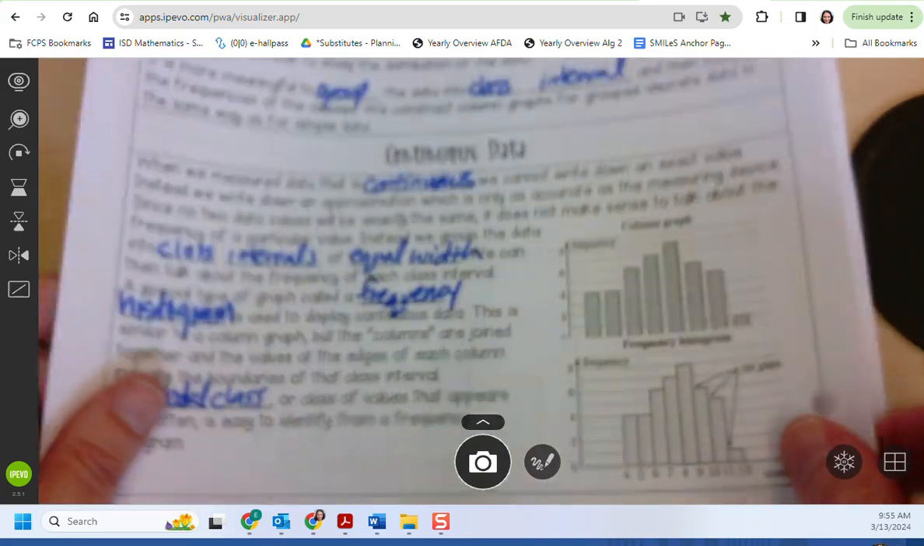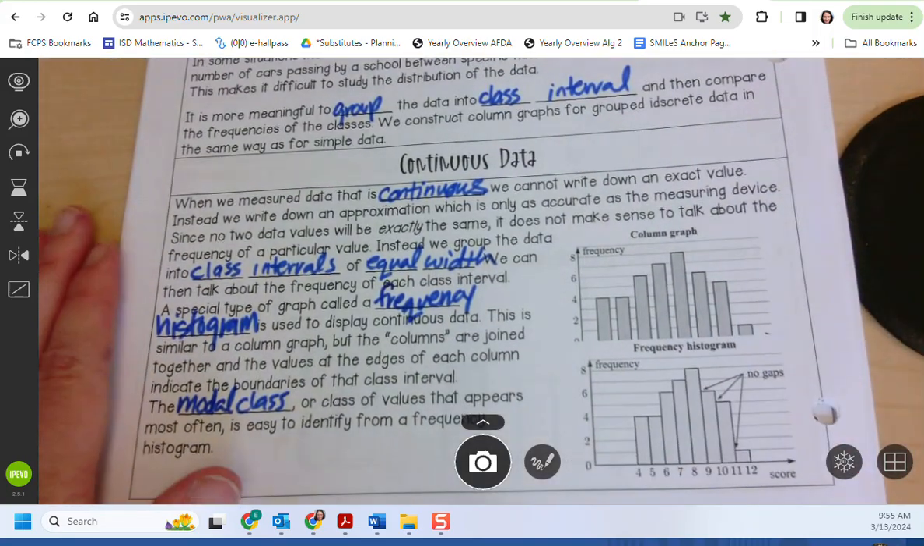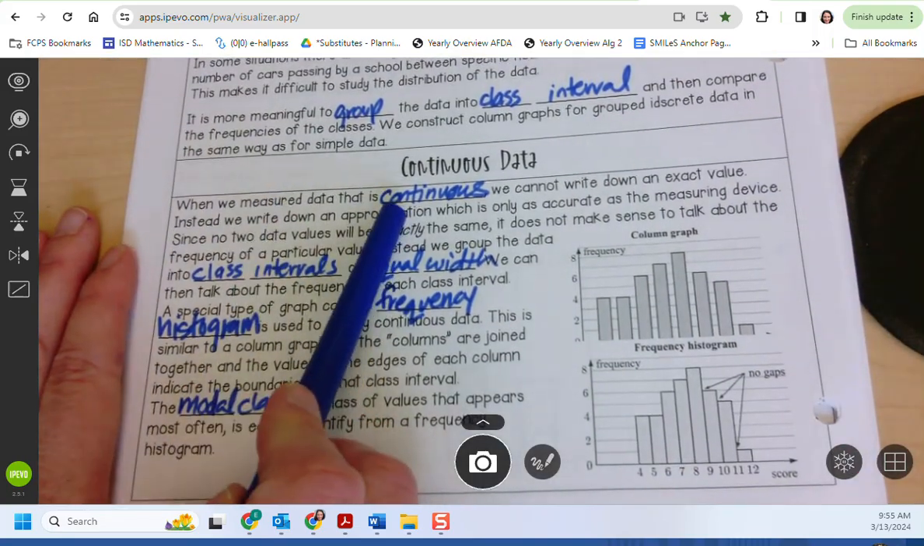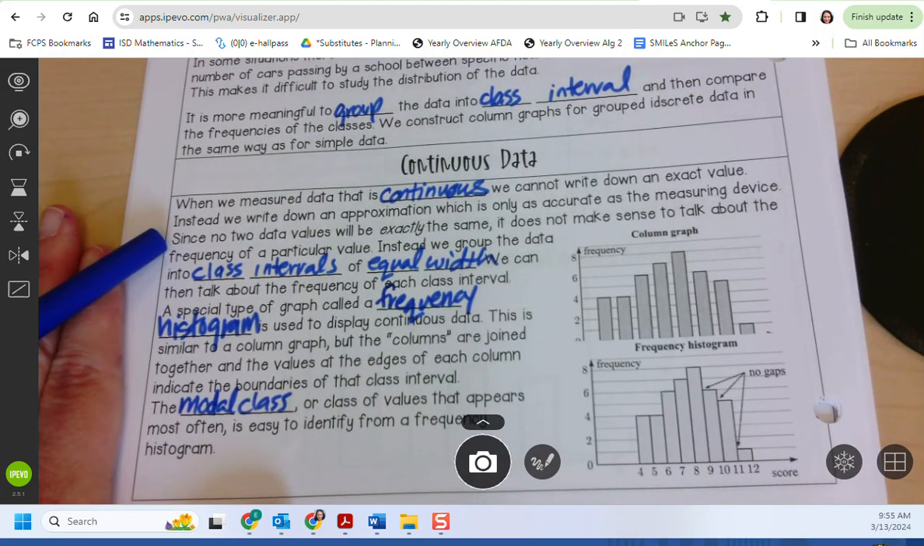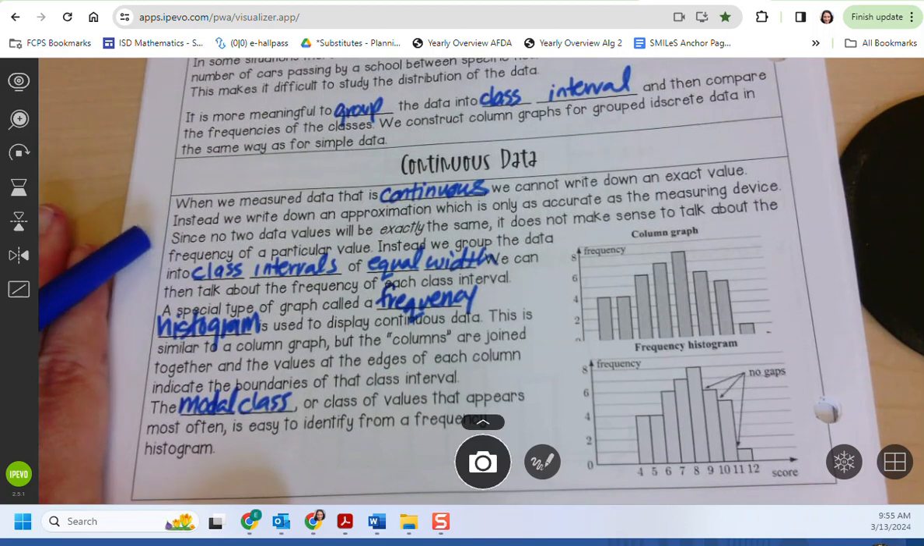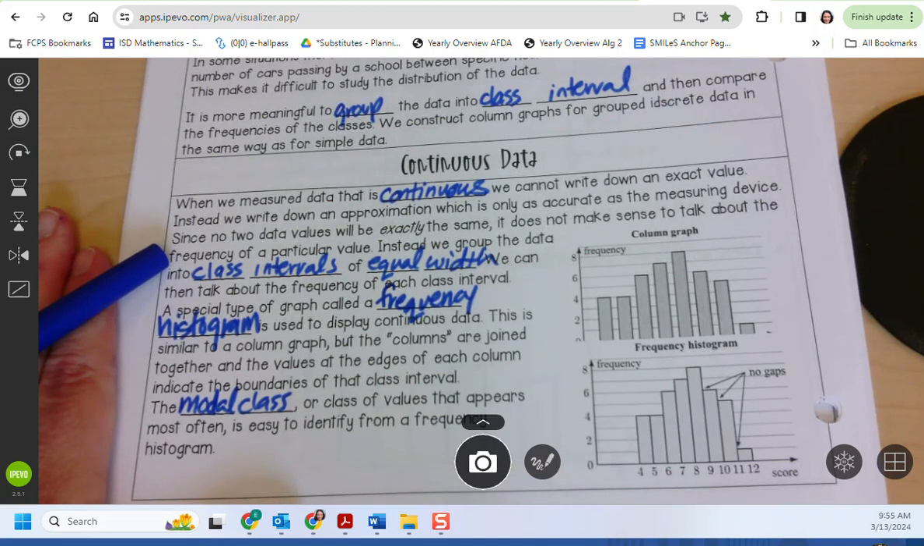So, here it is brighter. When we measure data that is continuous, we can't write down the exact values. We write an approximation that's only as accurate as the measuring device. Since no two data values will be exactly the same, it doesn't make sense to talk about the frequency of a particular value. So I'm not going to say how many people are 5.321 feet high, okay?